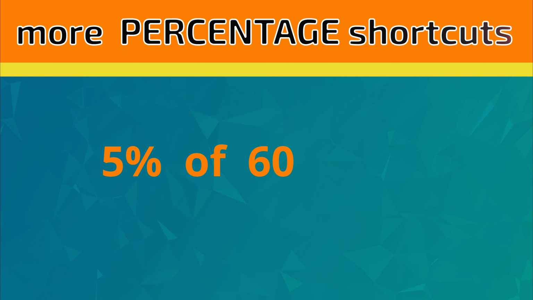Let's find 5% of 60. 5% is half of 10% of 60. Again, we'll move the decimal point 1 place backwards and then divide by 2. The answer is 3.